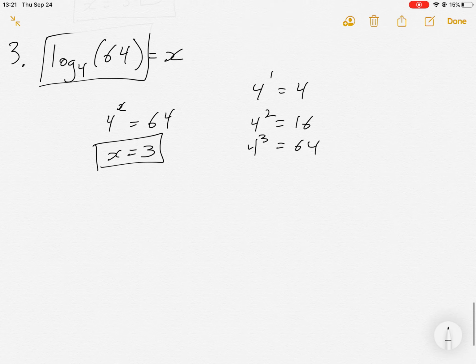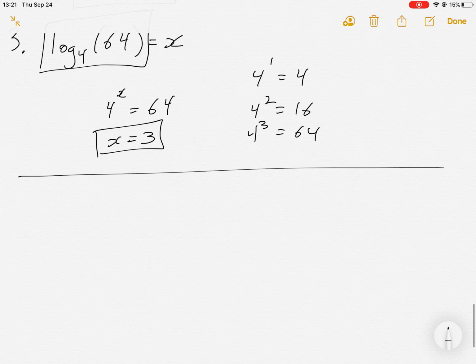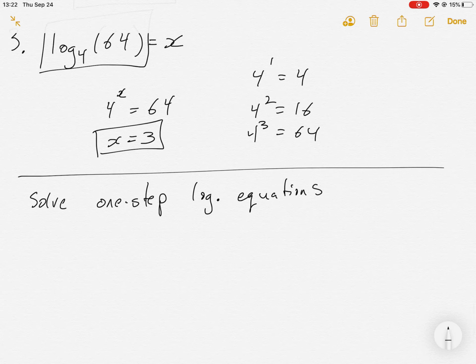So that is actually the end of our videos. You can now hopefully solve one-step logarithmic equations. I'll just call them log equations. So that was our goal. And at this point, I think you're ready to do the practice in Delta Math.